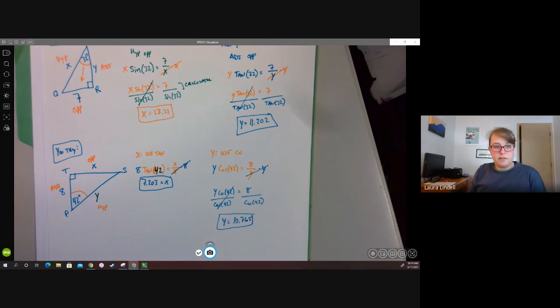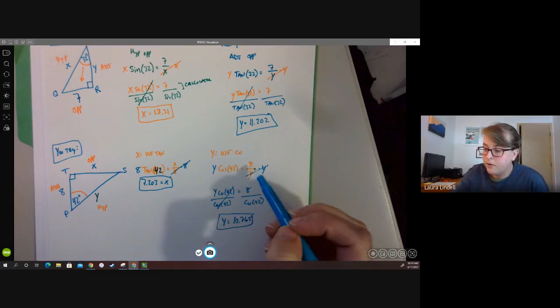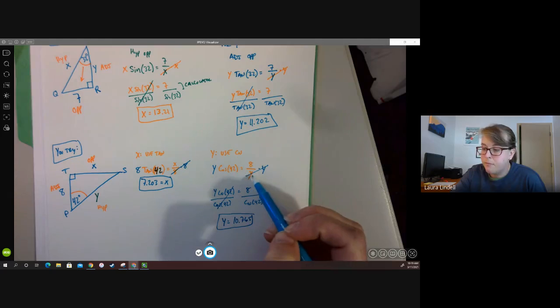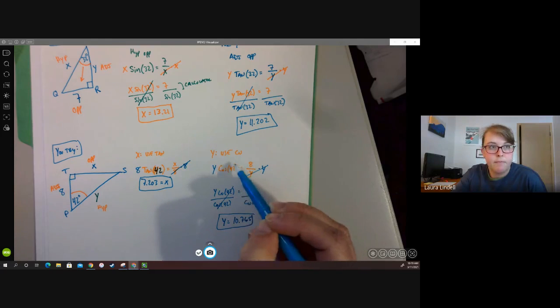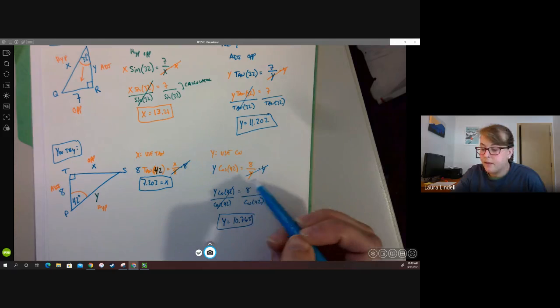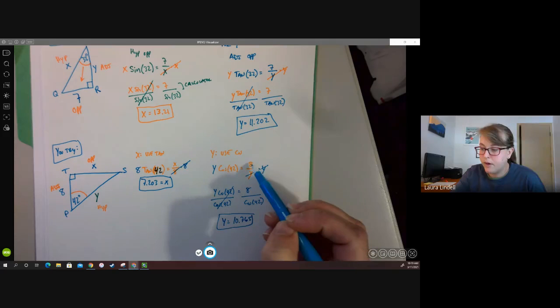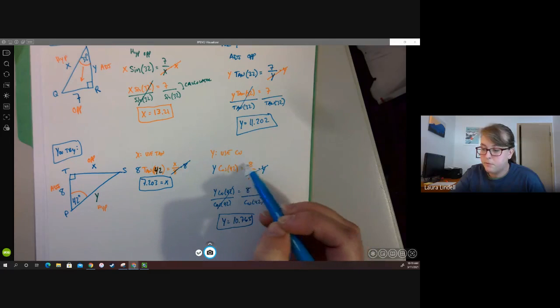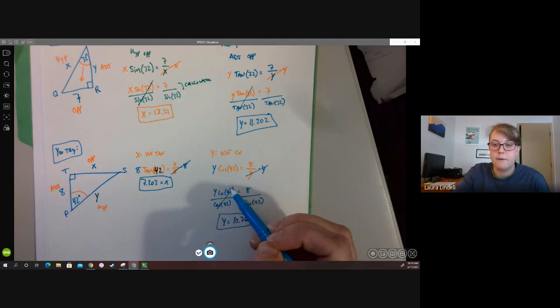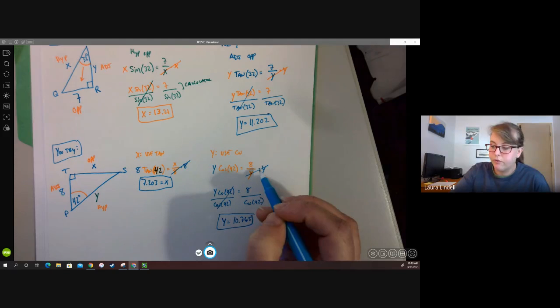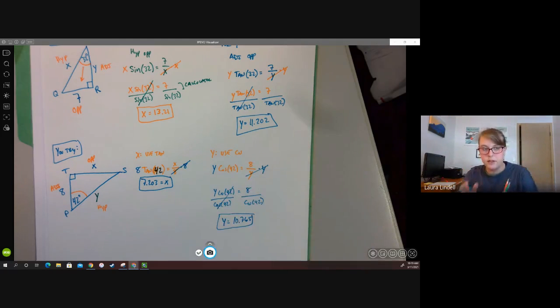Some of you might be starting to see a pattern here as well. When you've got the variable on the bottom, you end up taking the number on top and dividing by the trig function. So if you feel ready to skip that step, when you've got the variable on the bottom, just jump to dividing, feel free. If you prefer to write it all out and make sure that you've got everything lined up, that's good too.